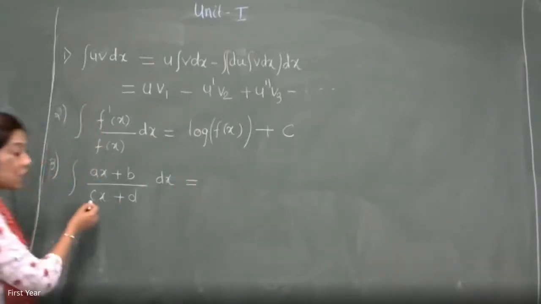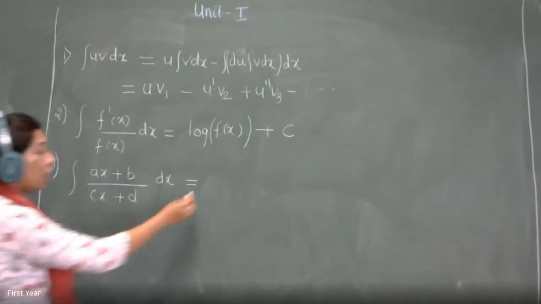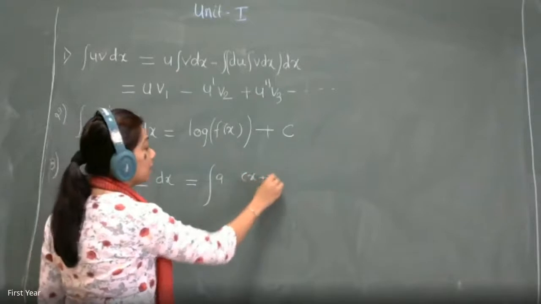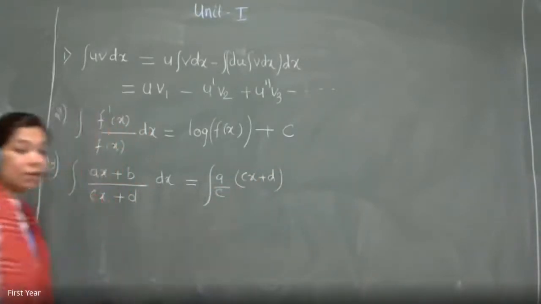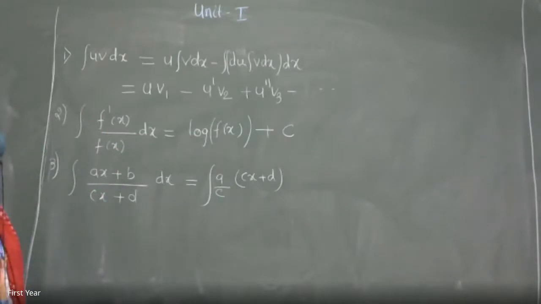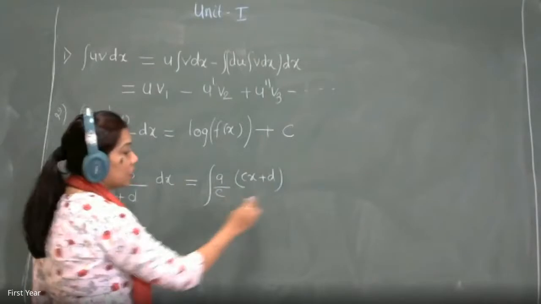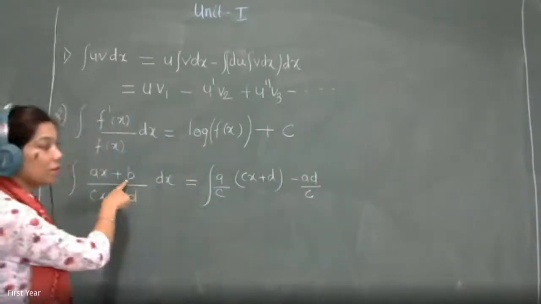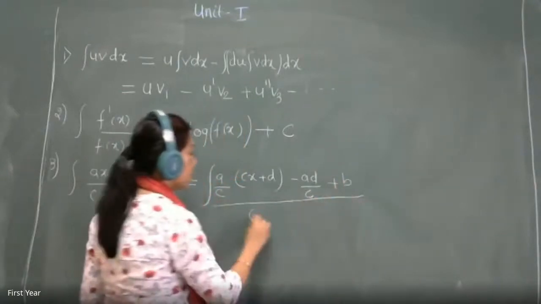You have to adjust the denominator and numerator. So you can see here cx plus d. How can you do that? A is as it is. You have to write cx plus d. So what is extra with x? C. So that will be out. And then what is again your extra? AD by C, so minus AD upon C. And what is left out? B is left out. So plus B divided by Cx plus D.